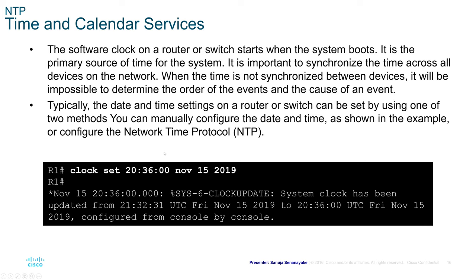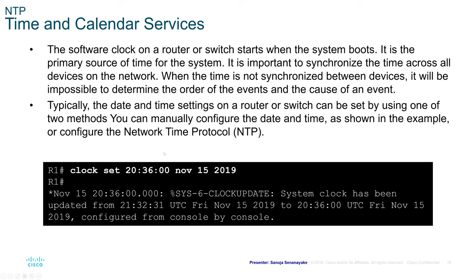The show ntp associations and show ntp status commands are used to verify R1 is synchronized with the NTP server located at 209.165.200.225. On the bottom of your screen, you see the show ntp associations command being issued here, and the show ntp status command is issued right here. That can be used to verify that the NTP server we configured, 209.165.200.225, is properly set.